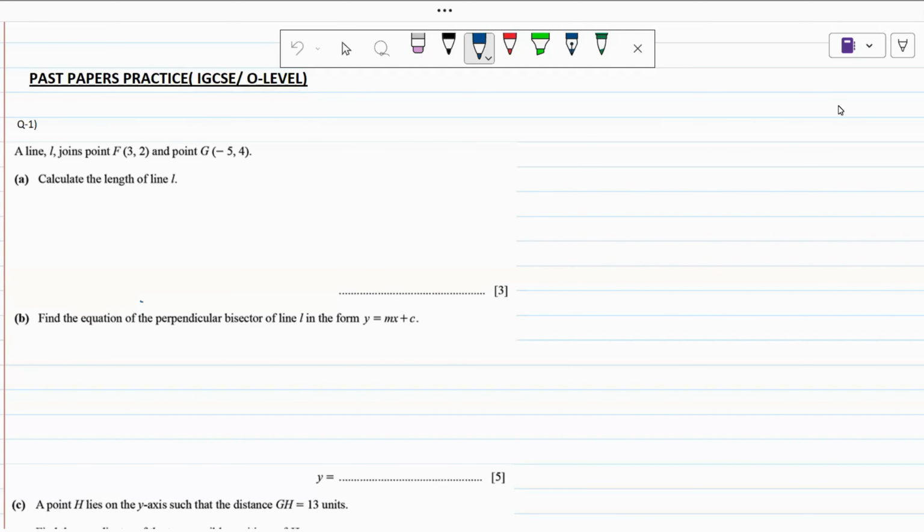Hello everyone. In this lecture, we'll be solving some past paper questions of coordinate geometry taken from IGCSE and O levels. Okay, so let's start.